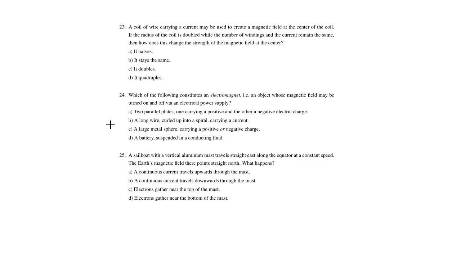Okay, number 24. Which of the following constitutes an electromagnet? An object whose magnetic field may be turned on and off by electrical power supply. Let's go through them. Two parallel plates, one carrying a positive and the other a negative charge. Now that's a capacitor, not an electromagnet. A long wire curled up into a spiral carrying current. That would function as an electromagnet, because you turn the current on and off, and it's essentially a solenoid. What do you mean by long wire curled into a spiral? That is a solenoid. So the answer seems to be B.